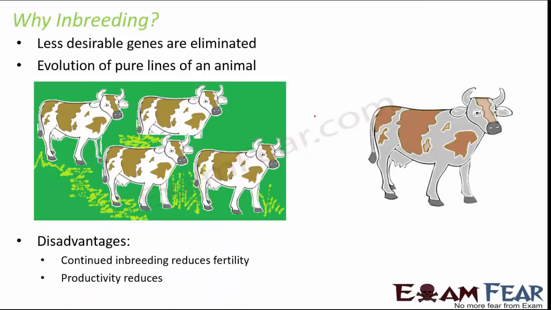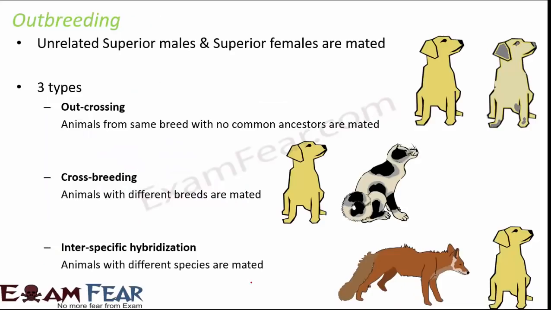Now, why inbreeding? That's because less desirable genes are eliminated, because we are actually selecting more desirable genes. Evolution of pure lines of an animal. Disadvantages: continued inbreeding reduces fertility and productivity. When we mate similar organisms over and over again, the fertility reduces over a period of time, and the overall productivity also decreases.